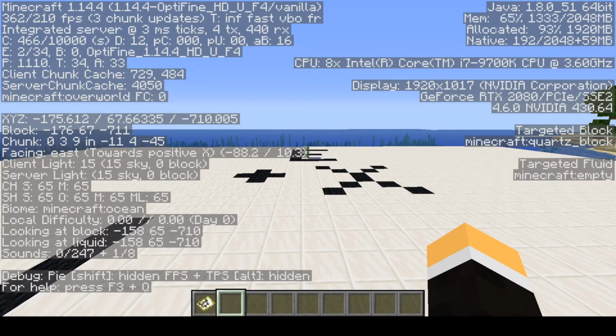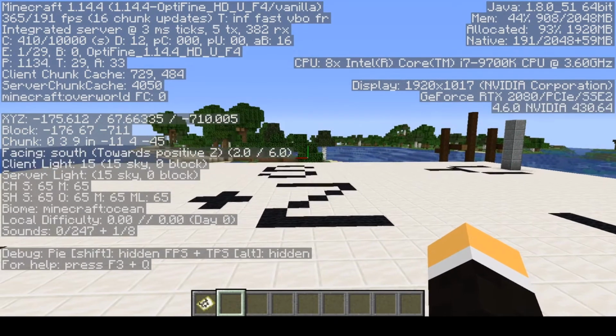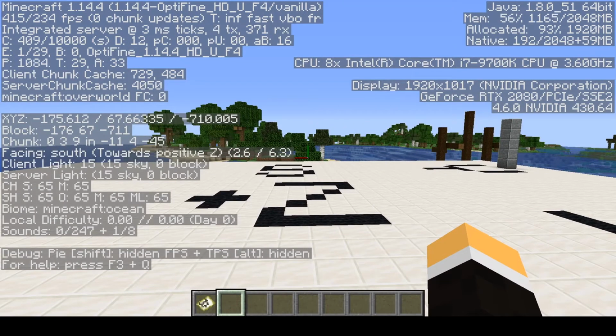And again, if I was going to, let's say, coordinates X 100, I'm going to have to go 275 blocks away. Why? Because I got to go 175 blocks just to get to X equals 0. And then I got to go another 100 blocks to get to 100. Same thing with the Z coordinates. If I need to go to 0 on Z coordinates, I got to go 710 blocks south to get to 0.